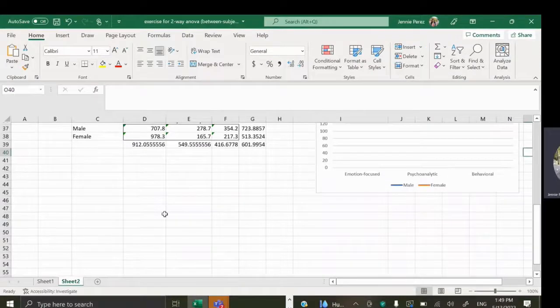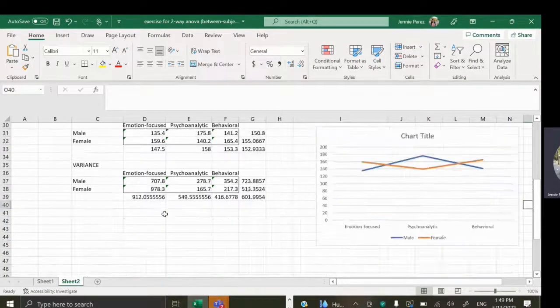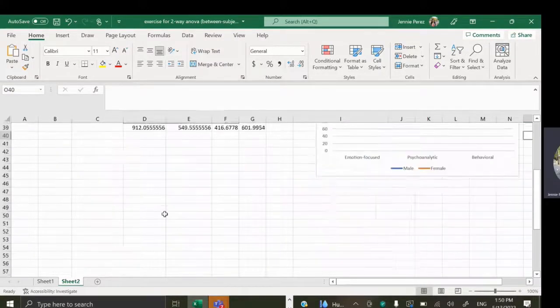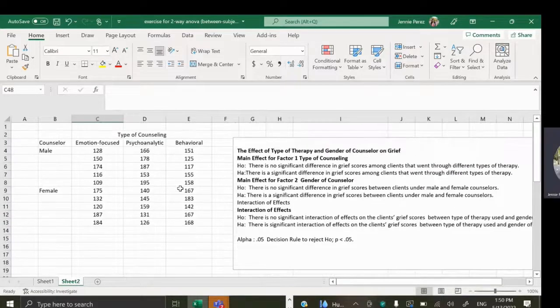So that we have not violated the assumptions of two-way ANOVA, what we will do here is to reformat our data. Control M, so we can do normality testing.